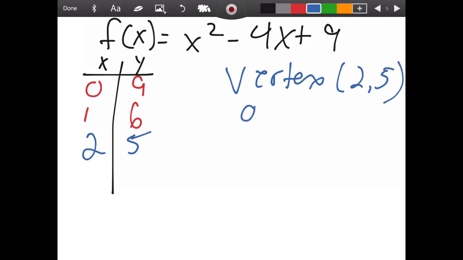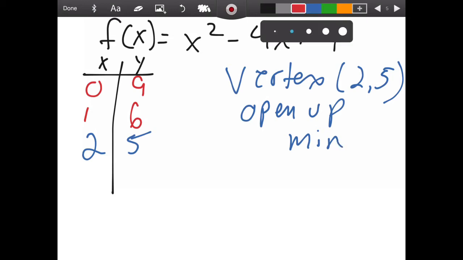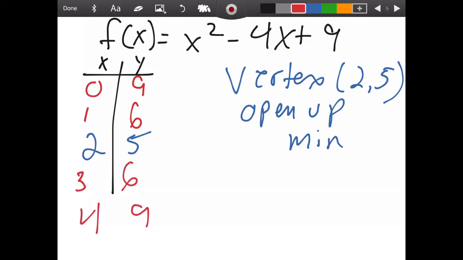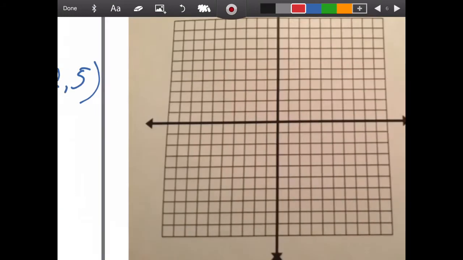And then obviously because A is positive, it opens up, which makes it a min. And I'll show you that in just a second, how we can determine that even without knowing the vertex. And then I said it was going to be 3, 6, and 4, 9. Okay, so when we got all this stuff, we're going to go to a graph.